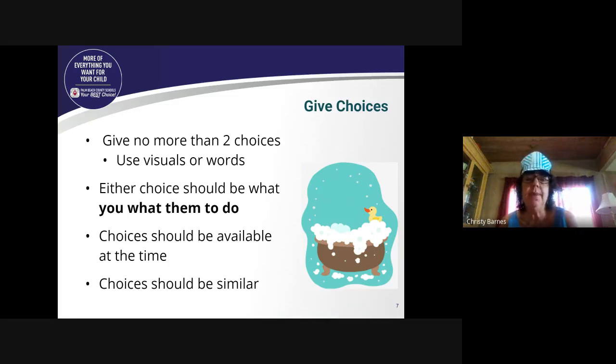So let's talk about maybe bath time. A lot of our kids, they don't want to take a bath. So what you want to do is say, okay, you want to use bubbles or no bubbles, and they can pick either one. When you talk about the availability, if you give them the choice of using bubbles, oh my gosh, but you don't have bubbles, that's going to be a problem. So make sure that you have them right there. And your choices should be similar. You don't want to say, do you want to take a bath or do you want to watch a video? So they really need to be similar.